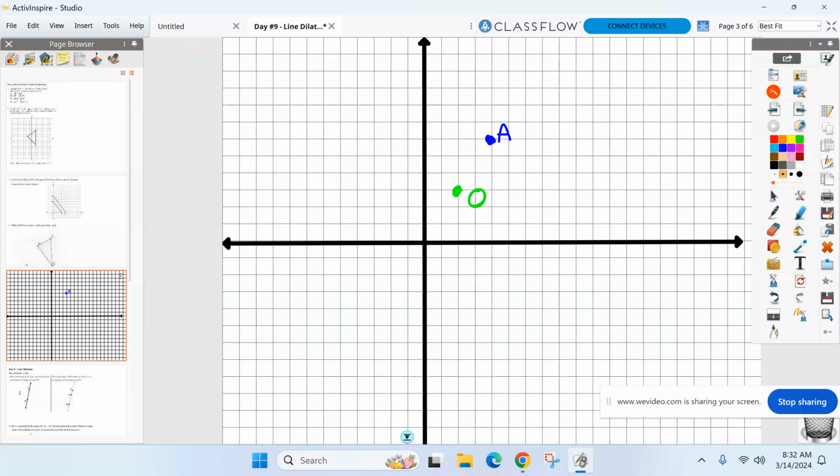Okay, so we're going to take A, dilate it with the center at O, and I will give you the first scale factor of 2. All right, where's A prime going to be? Go ahead.